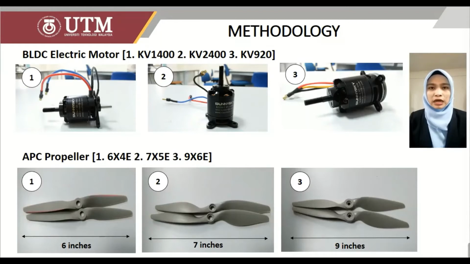For the motor, I will only use motor constants KV1400, KV2400 and KV920. And for the propellers, I will only use propeller diameters of 6 inch, 7 inch and 9 inch. So for the designation 6x4E, 6 represents the propeller's diameter, 4 represents the pitch of the propeller, and E represents electric-powered aircraft only.